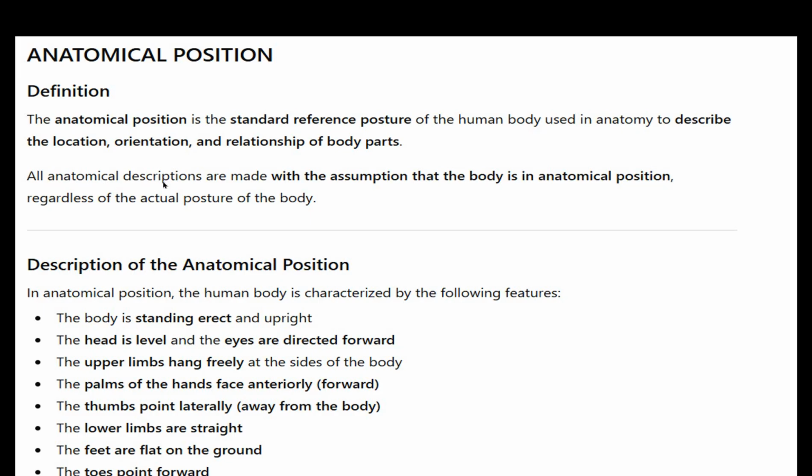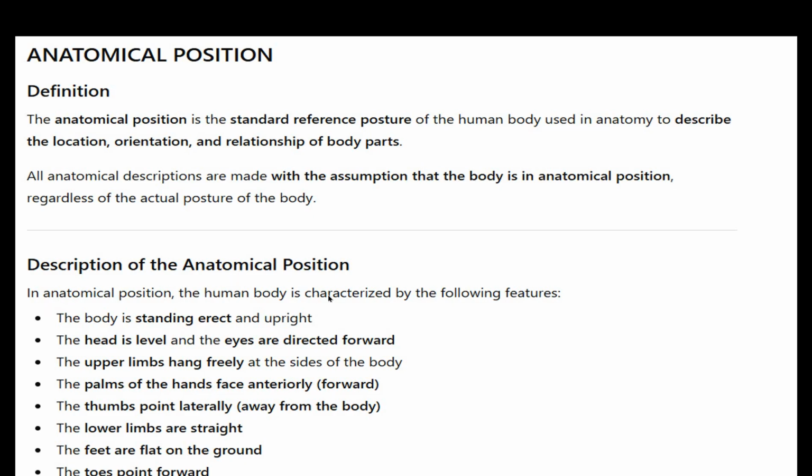Now the second thing is very important. All anatomical positions or descriptions are made with the assumption that the body is in anatomical position. So whatever descriptions are provided as anatomical descriptions by the healthcare professional or expert, they always assume that the body is in the anatomical position, regardless of the actual posture of the body. They are not considering the actual posture of the body, they are assuming that the body is in anatomical position. Clear?